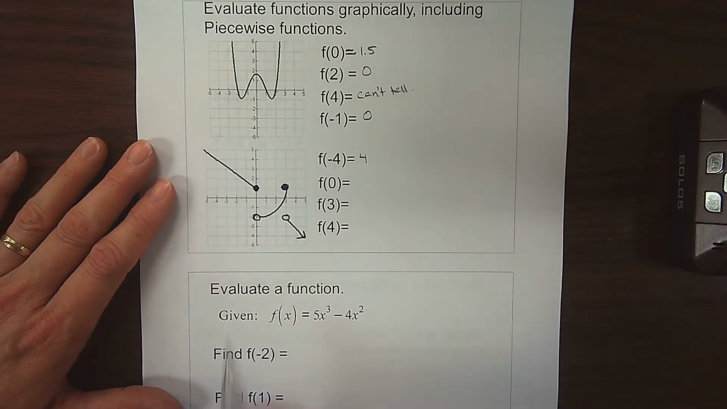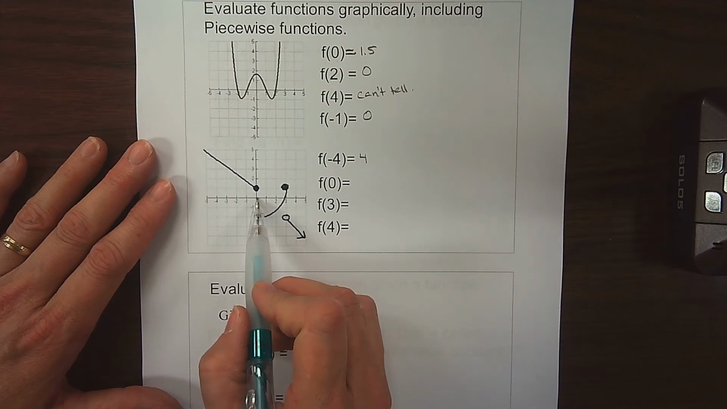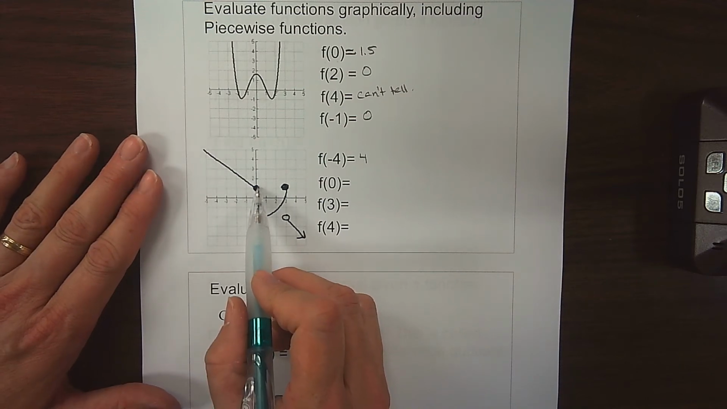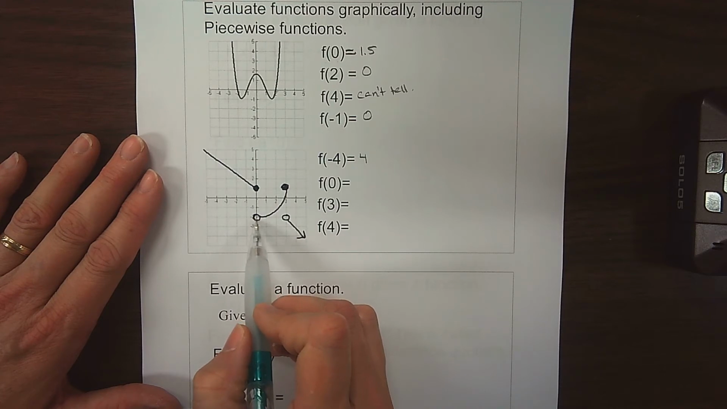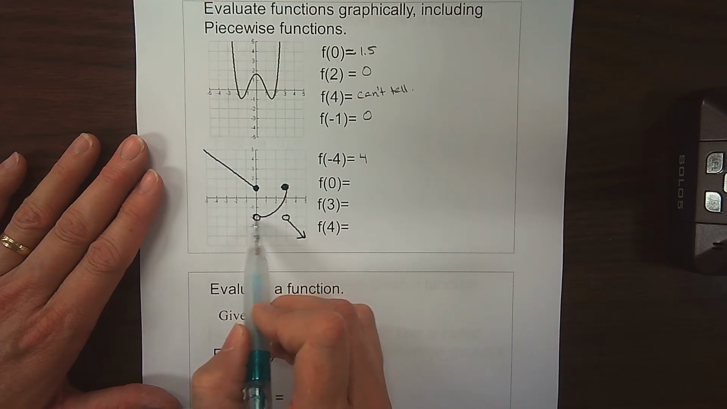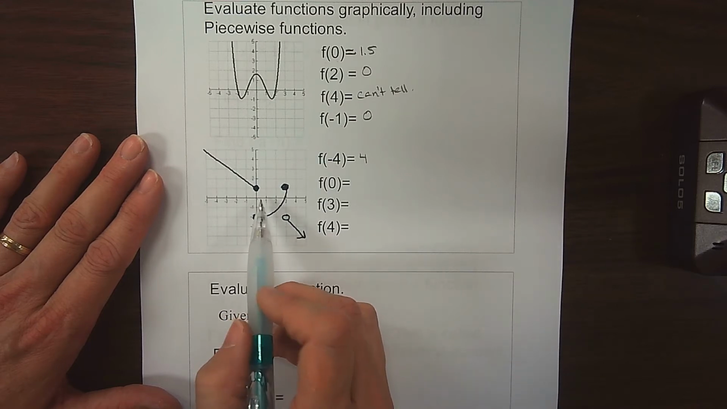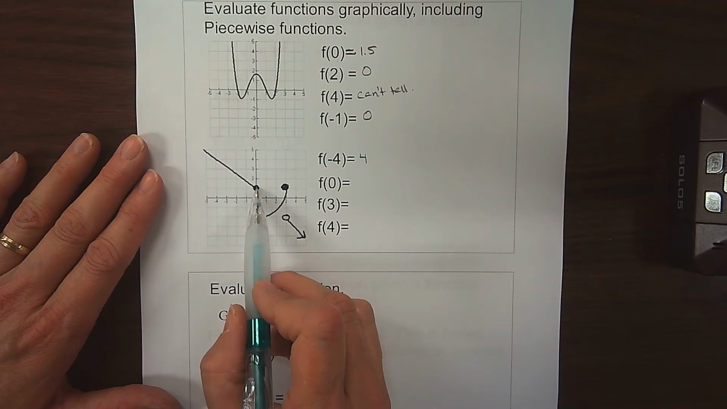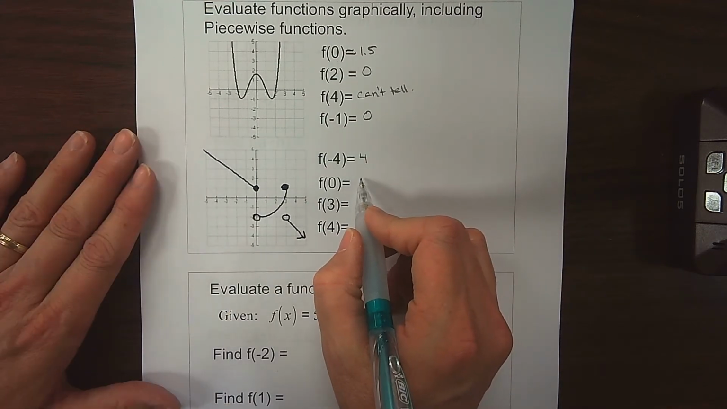F of 0. That means that our x value is 0. Now, it almost appears as though there are 2 points. Something's going on here and something's going on here. Well, for this piece, we are getting close to this value, but notice it's a hollow dot, which means that we do not include it. So when the x is 0, our output is actually this point right here, where y equals, or the output will equal, 1.